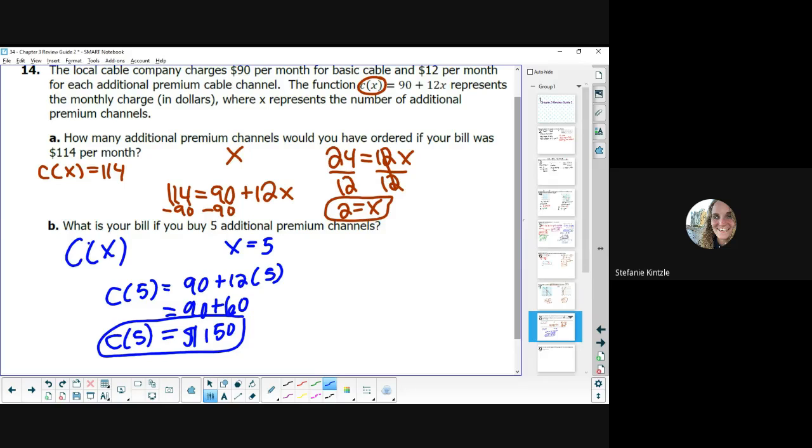So again, they're either going to give you X and you find your output, or they're going to give you the output and you find the input. You find X. Okay, so that's the difference between these two. Here they gave me the output and I found the input. Here they gave me the input and I found the output.